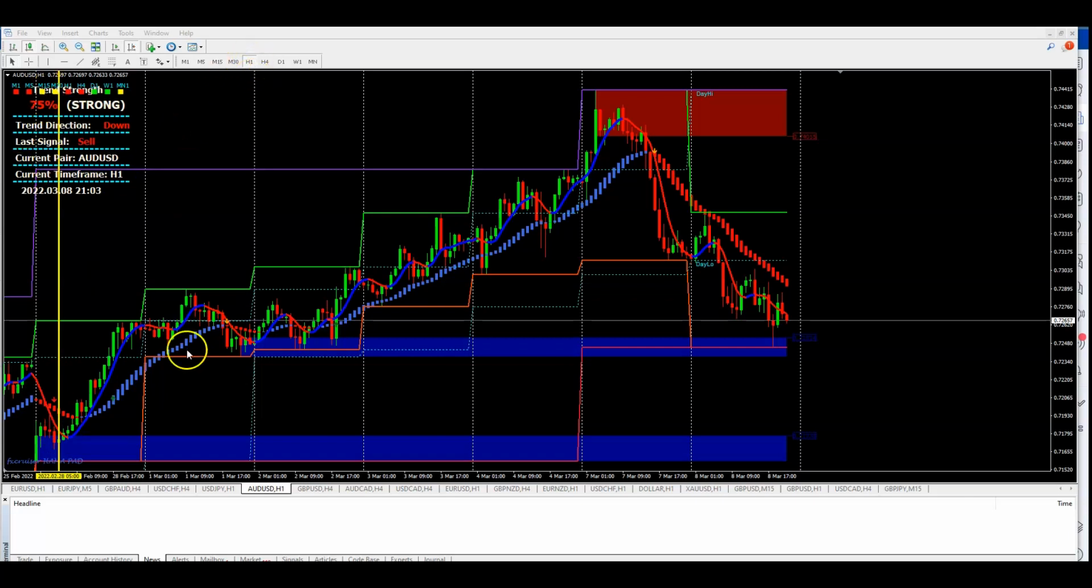AUD USD is a very predictable pair, as you can see. It doesn't give out as many pips. It does give you pips, but it doesn't give out as many pips. But it does well, nevertheless.